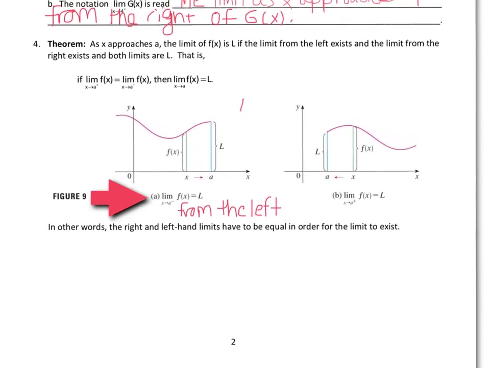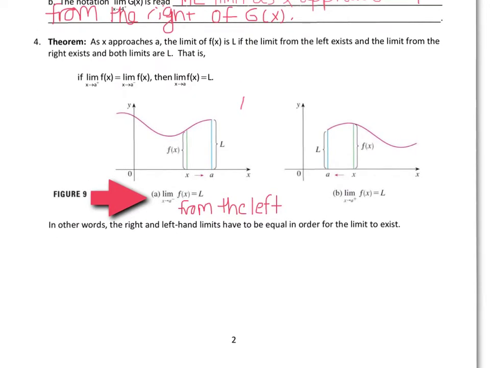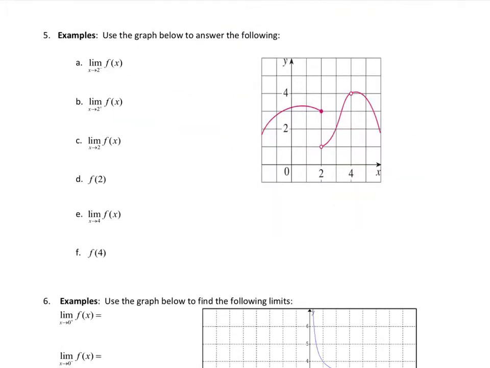And yeah, so in other words, the right and left-hand limits have to be equal in order for the limit to exist. So what we want is where they're not both the same. So we have a graph here, and it says to use the graph to answer the following. So A says the limit as x approaches 2 from the left.